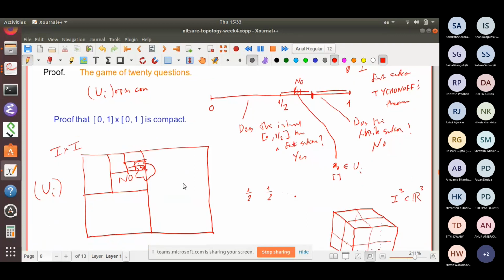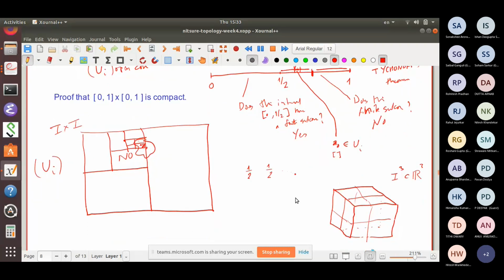So we showed how to use the method skillfully for I cross I also, by making one cut vertical, next cut horizontal, next cut vertical, next cut horizontal. That is what ensures that the portion on which you're focusing becomes smaller and smaller and smaller. And you can do it in higher dimensions also.